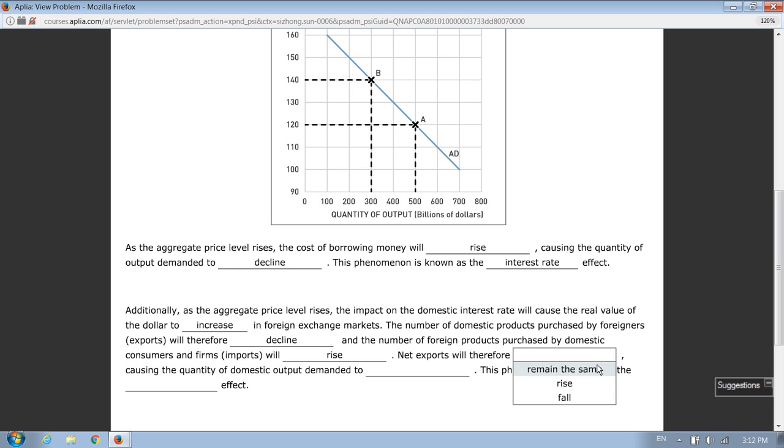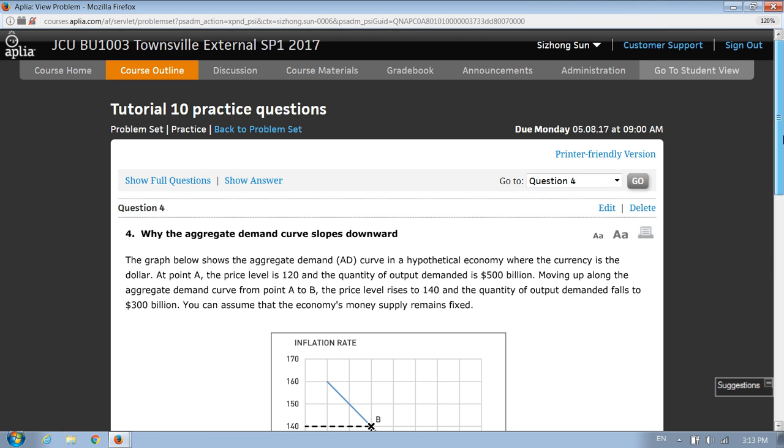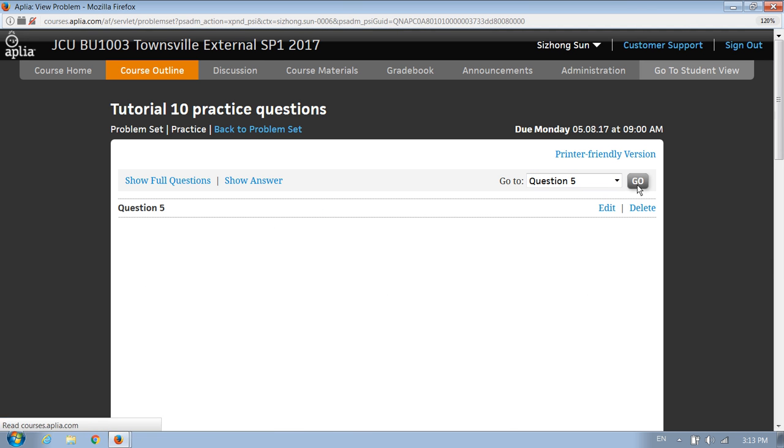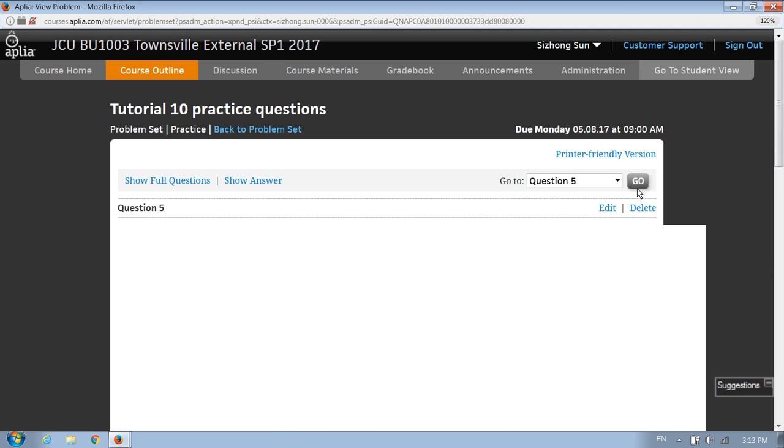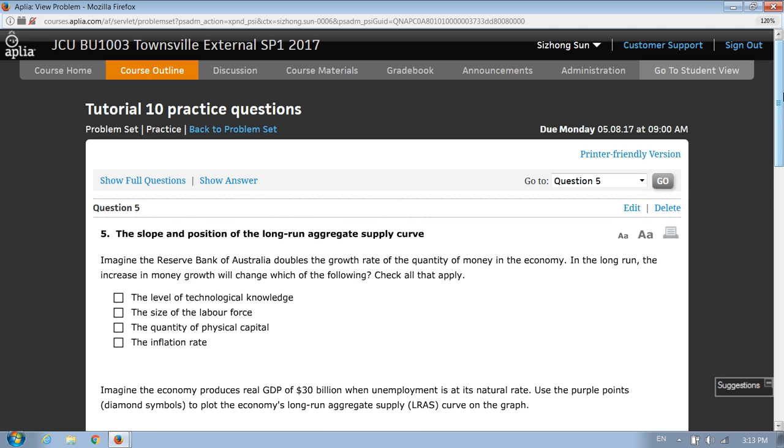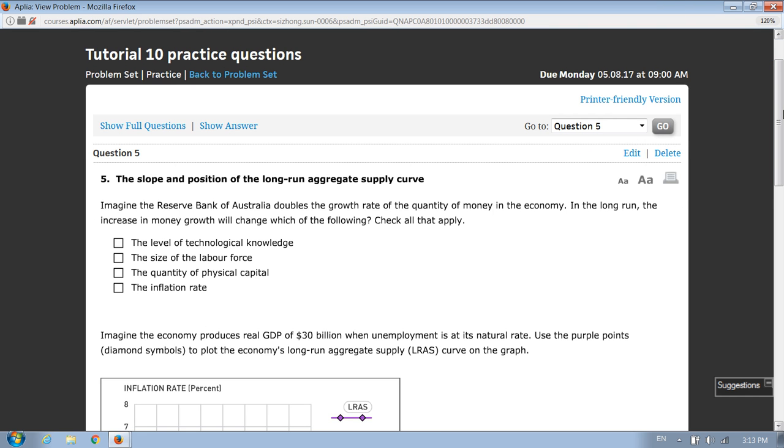Domestic Australian goods become relatively more expensive. This is the same as saying foreign goods become relatively cheaper now. So imports will increase, and this means exports decrease, causing the quantity of domestic output demanded to decline. This is known as the exchange rate effect.